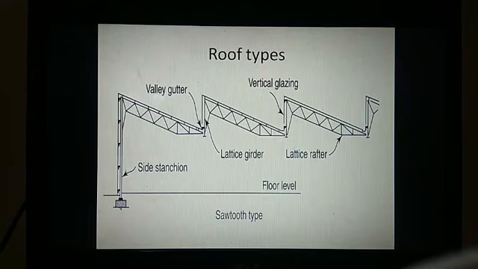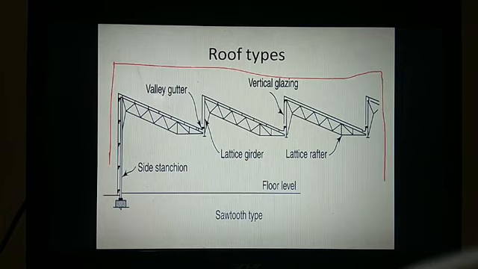In the form of PEBs. Okay, so this is another kind of roof type, where you can find the valley gutter in this shape. I think you can find this kind of structure somewhere. Can you tell me where you can find this kind of application?